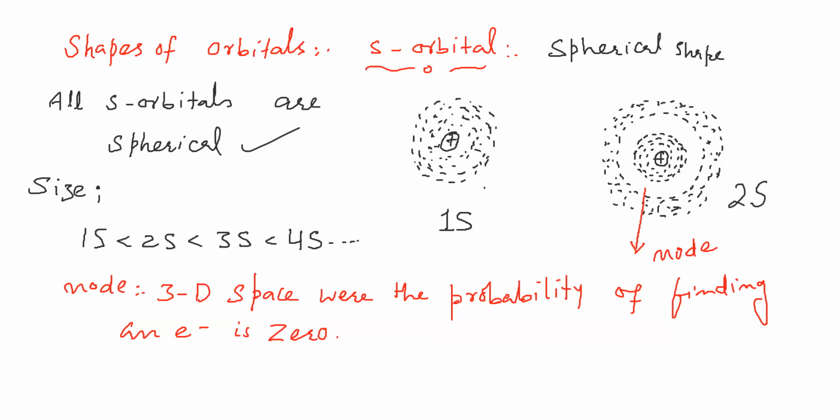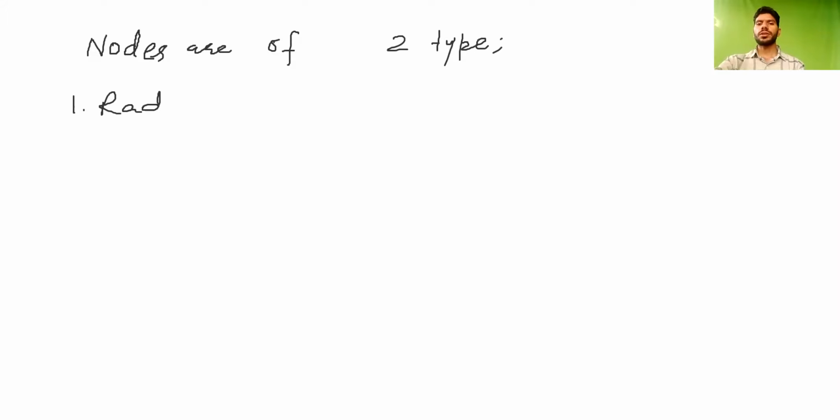Yes, sir. Okay, now first remember that nodes are of 2 types. The node which you are seeing here in the s orbital is known as a radial node. So one type of node is known as the radial node, the node which I have shown here. This node is also known as a spherical node. Radial node, or what we call a spherical node.